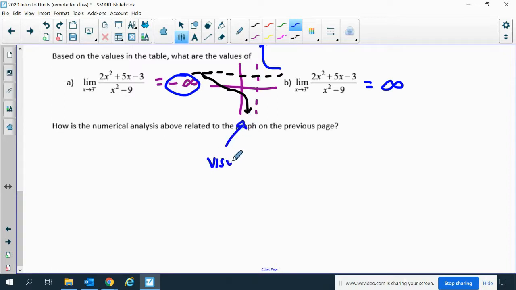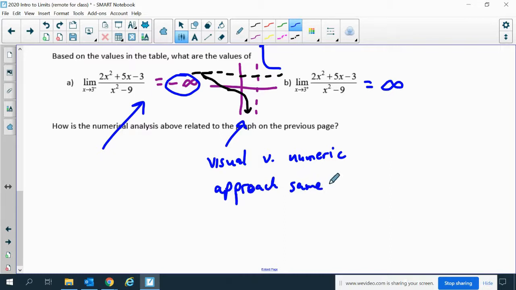And the numerical analysis is related to the graph because the graph shows you, it's like a visual versus a numeric approach, but you end up getting the same thing. Both of these things approach the same value. We're just looking at it in a different way.